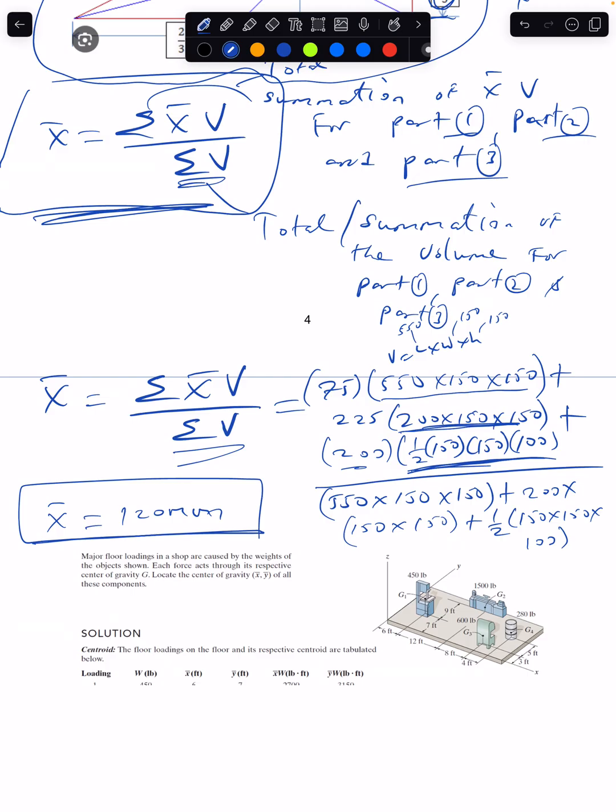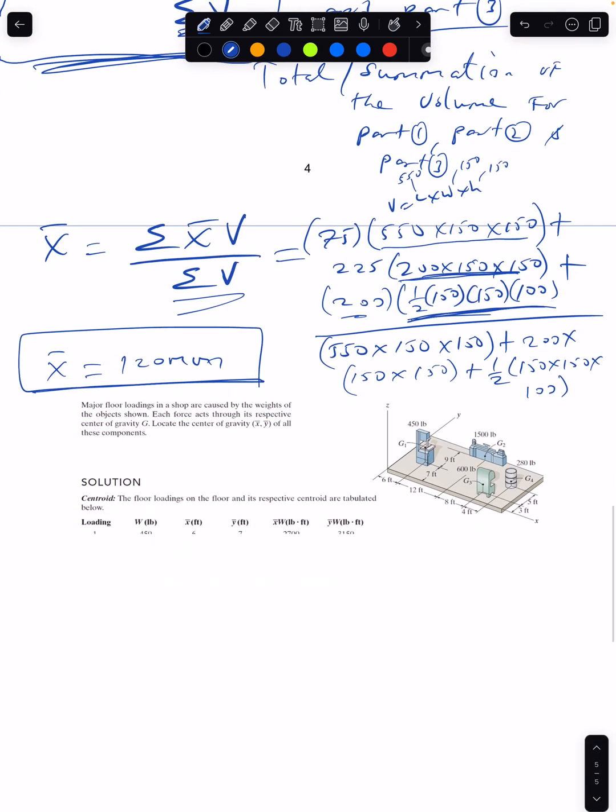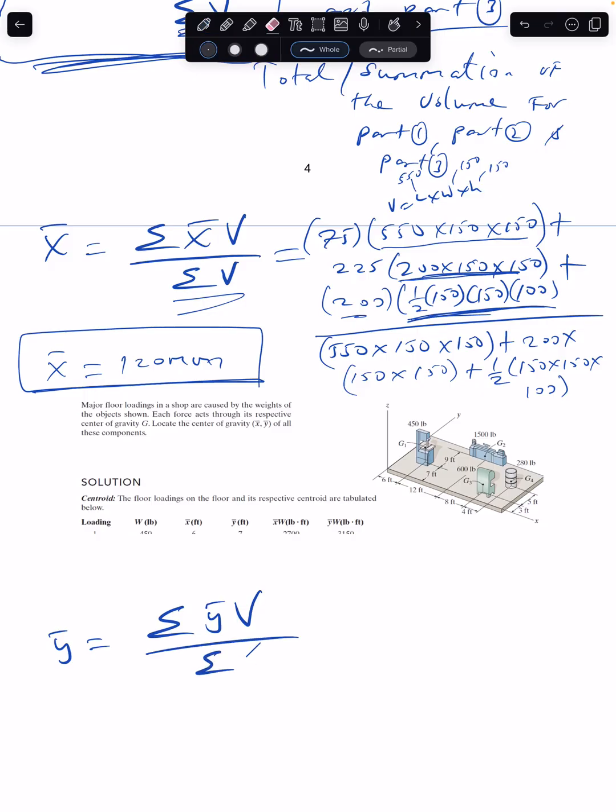And we can equally do that for the Y direction. And so Y bar equals what? The same formula, but now we change it to Y bar times volume over the sum of volume. So what is changing here is just that we are using Y bar only, but the volume will remain the same, and the sum of volume will remain the same. But then let's see how the Y bar will also change.